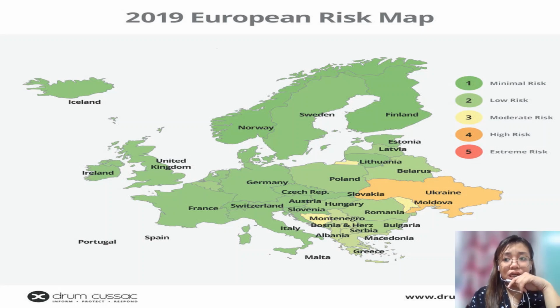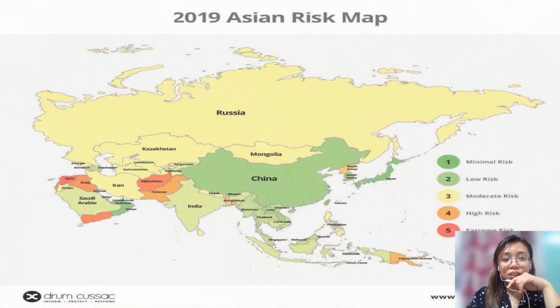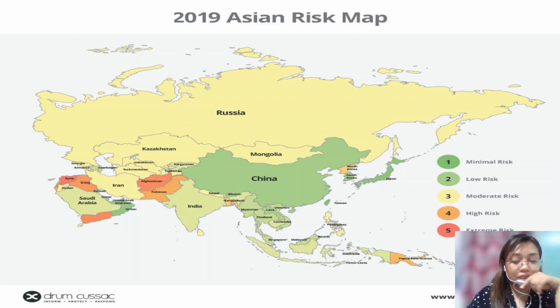And for the Asian map, as you can see we have here the red one, the extreme risk, and we have Syria. High risk is orange, Pakistan, and yellow is moderate risk: Russia, Mongolia, Kazakhstan. For low risk, some countries like Myanmar and India, and the minimal risk is China.